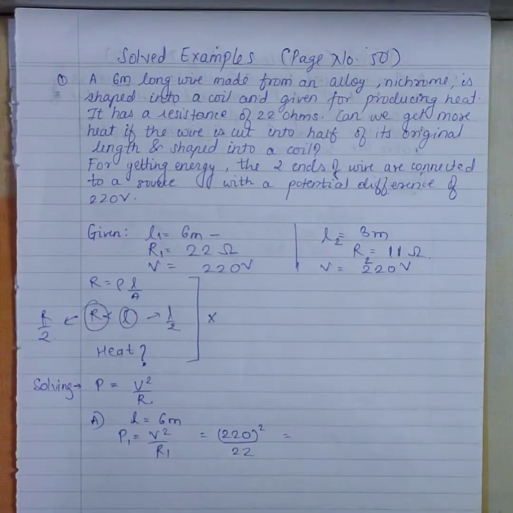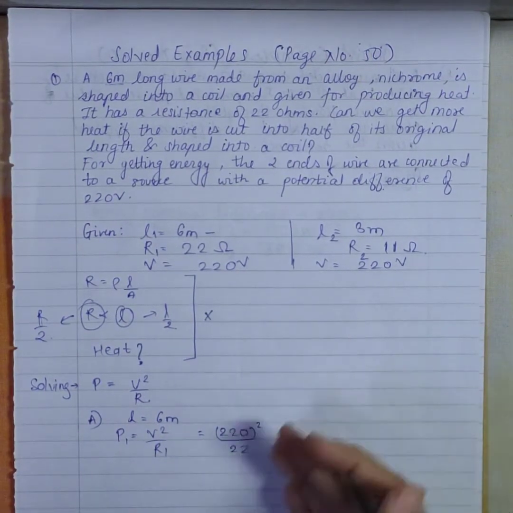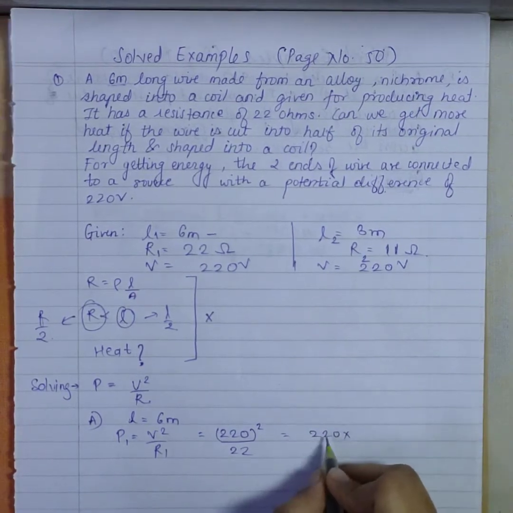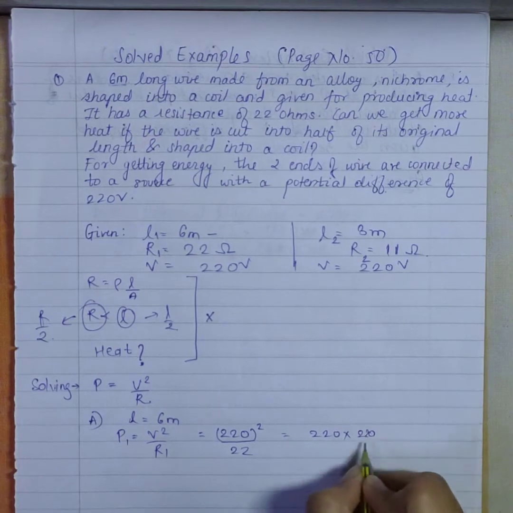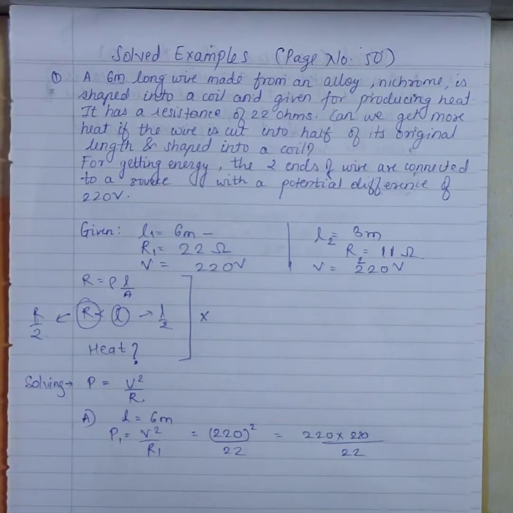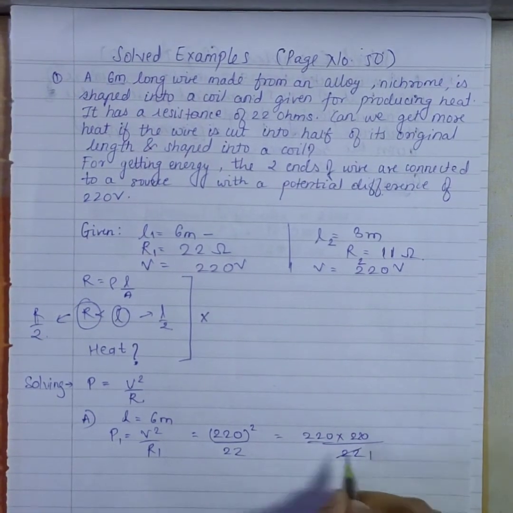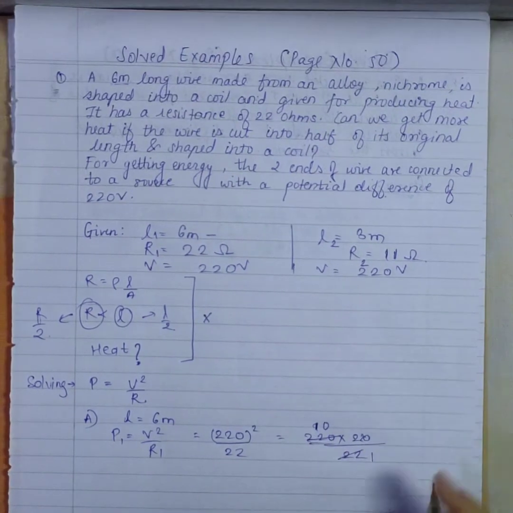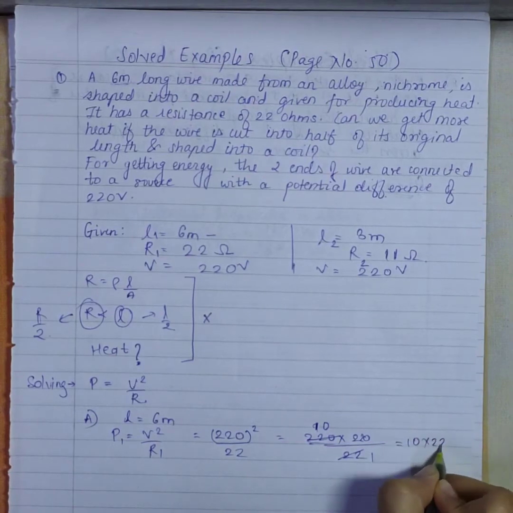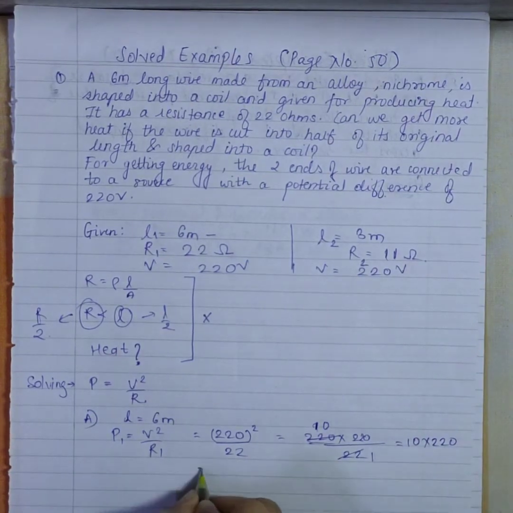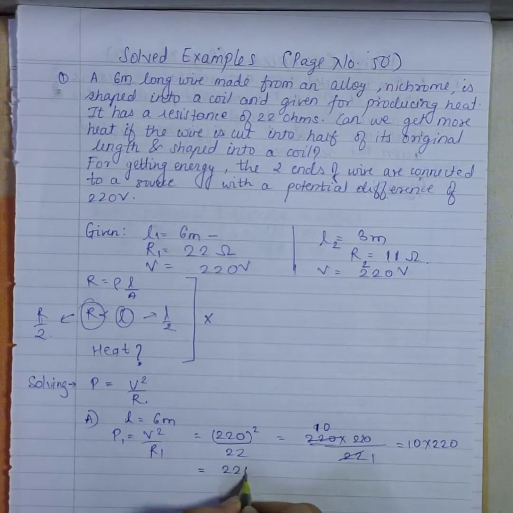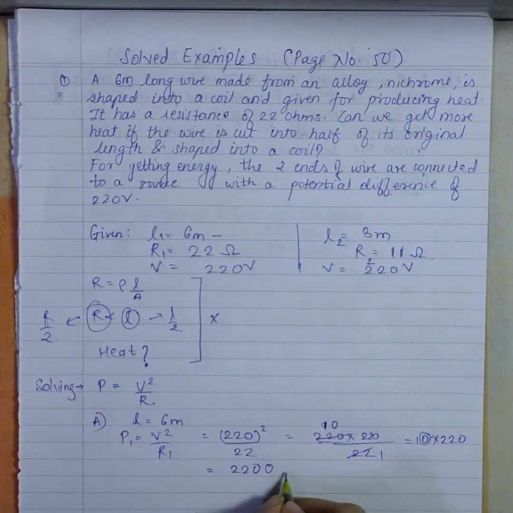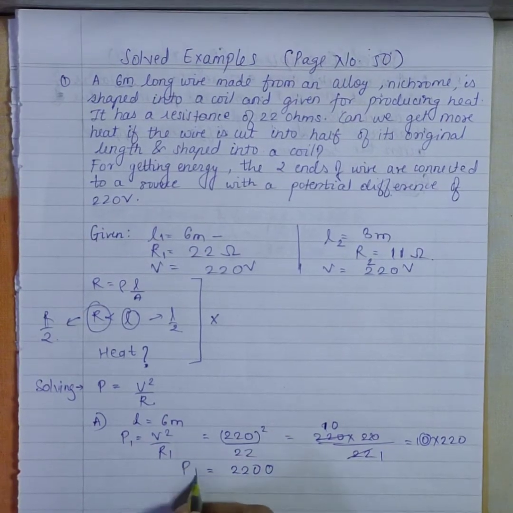Now how will I write my V square so that I can make my division easier? 220 into 220 upon 22. So I know that 22 ones are 22, so this comes out to be 10 into 220. So this comes out to be 220, and the 0 I'll write it here. Okay, so this is my power, that is P1.